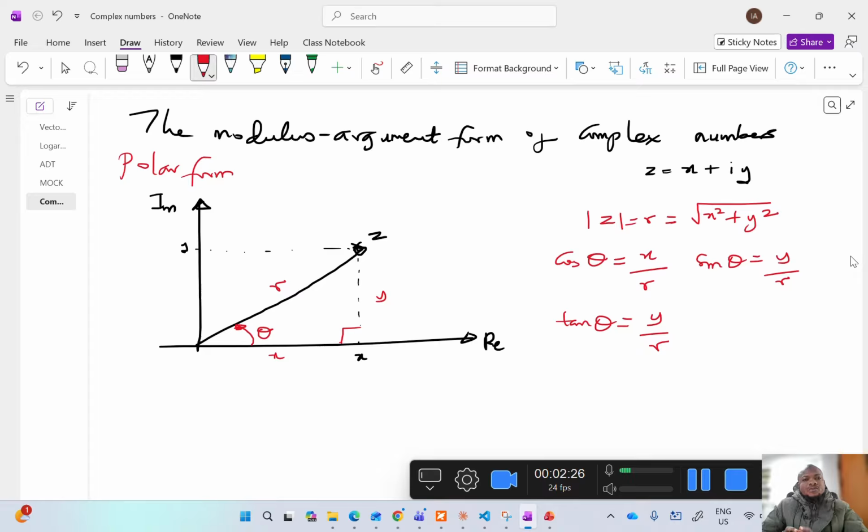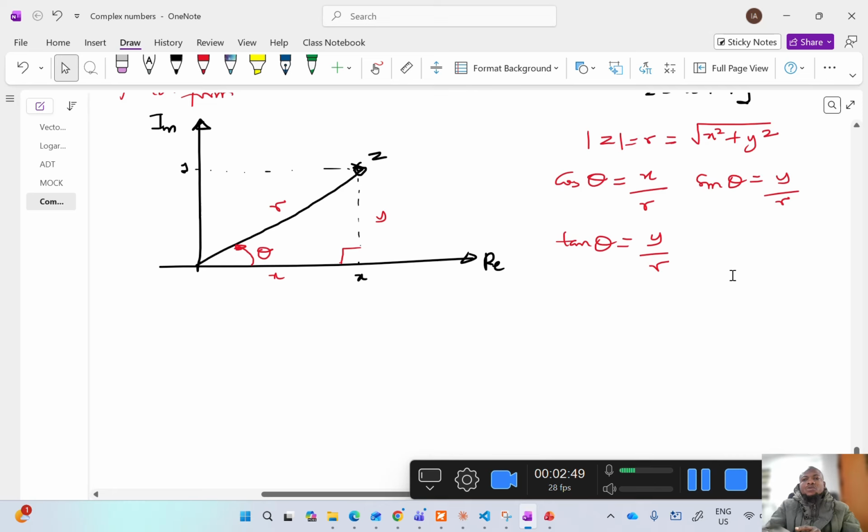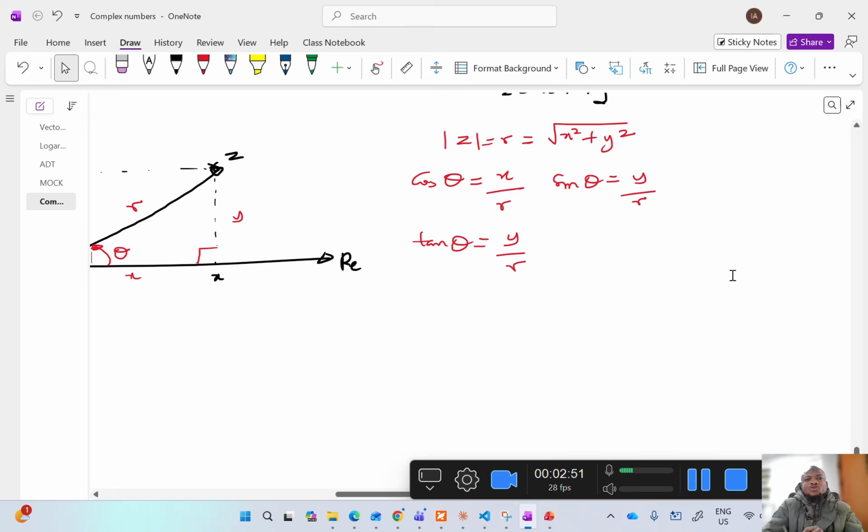Now, one thing you need to note about this angle is that it is a little bit complicated, but it's also very simple. You just need to understand how it works. This angle is always measured anti-clockwise and not clockwise. It is not this way. You can see my arrow is measured anti-clockwise.